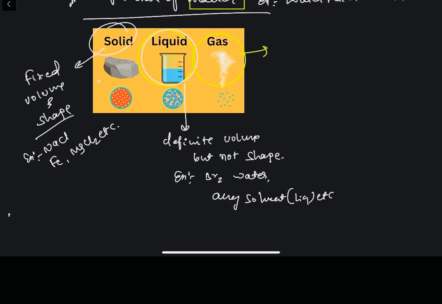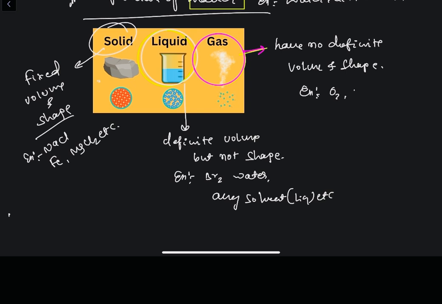Third one, the gaseous state. In this, the constituent particles, constituent means the substance is made up of those only, are far apart with no regular arrangement, and they occupy the shape and the volume of their container. Therefore, we can mention that gases have no definite volume and shape. Example, you can take any gaseous molecule: oxygen, ammonia, ozone, carbon dioxide, nitrogen oxide, etc.